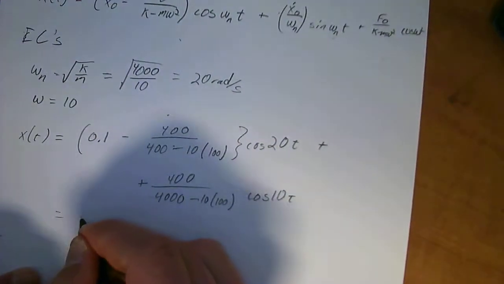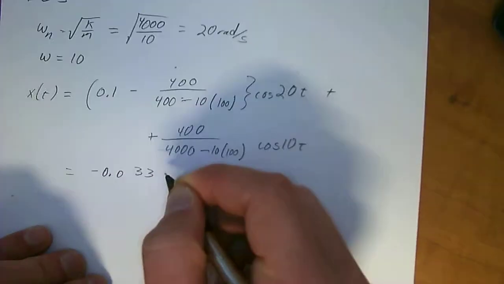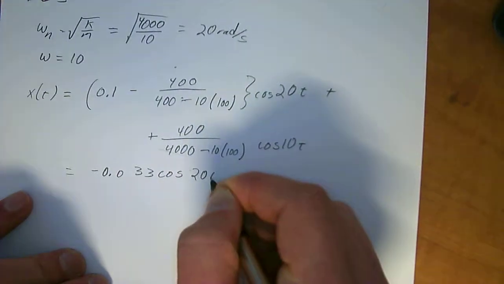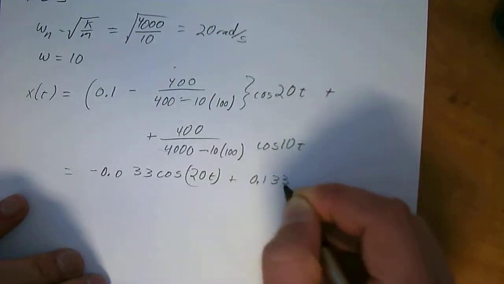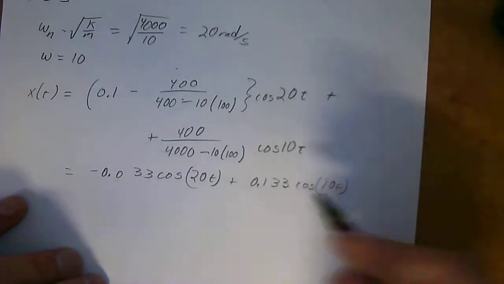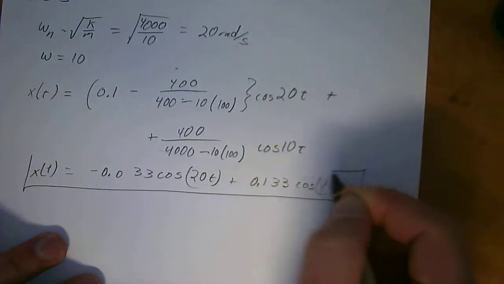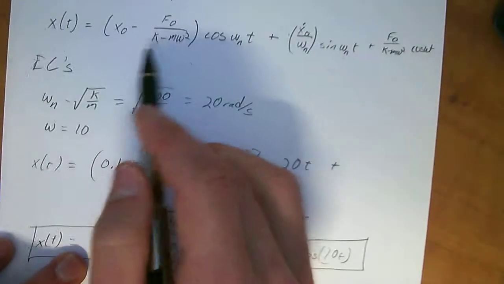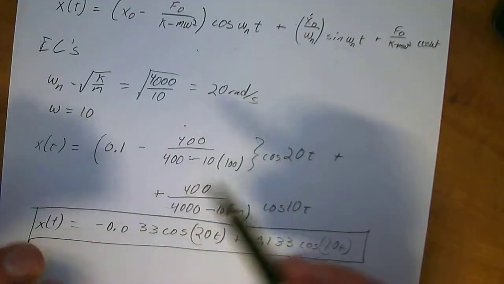Solving this, you should get negative 0.033 cosine of 20t plus 0.133 cosine of 10t. And that will be your response for this system under these initial conditions. If you have other initial conditions, you can just plug them into this equation too and resolve again. It's pretty easy after that.